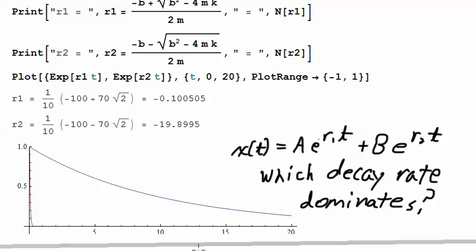Based on the fact that I've been reading that critical damping would happen when these two values are the same, when b squared minus 4mk is 0, I would guess that in the non-critically damped case, the slower decay rate dominates, which means that in general the object will not come to equilibrium very quickly.